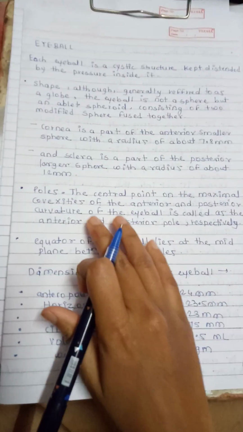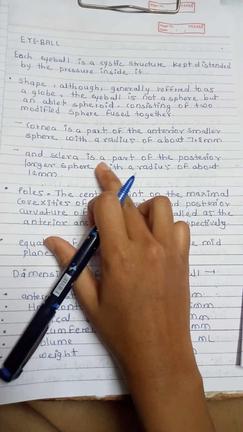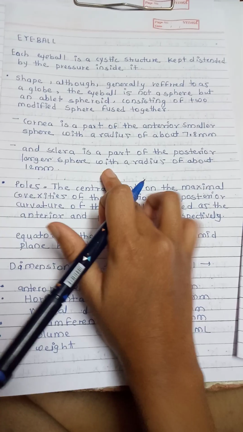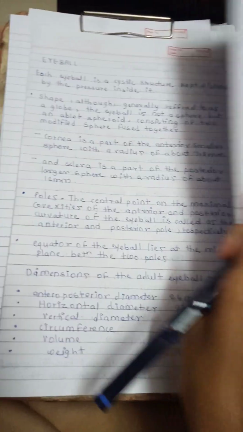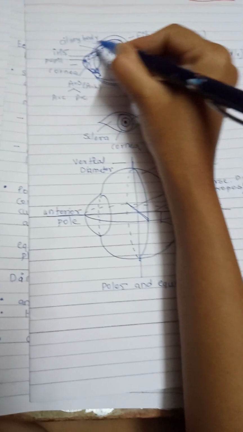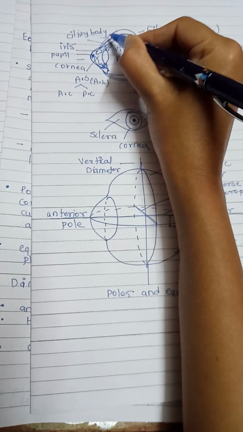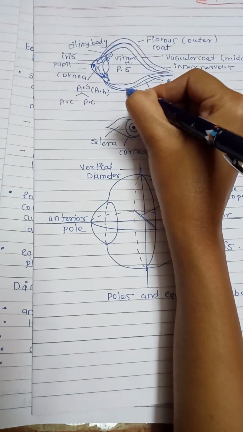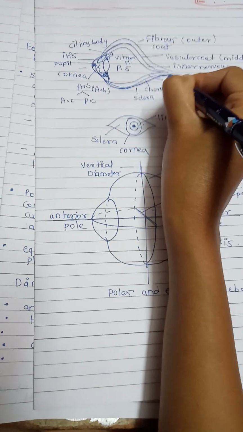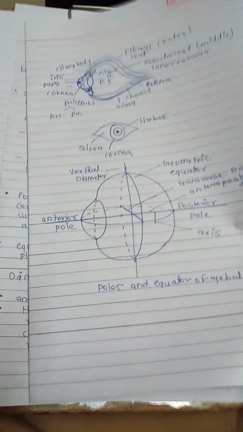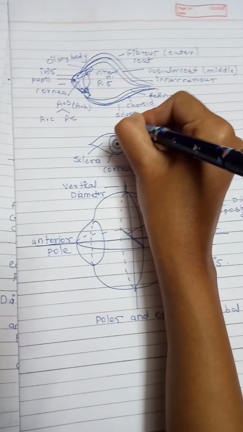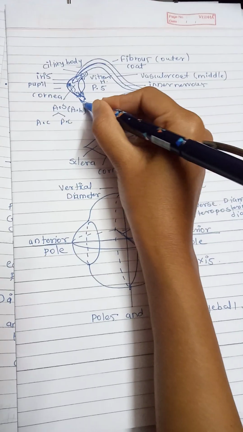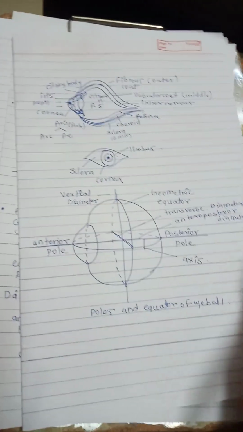Then the sclera. The sclera is a part of the posterior larger sphere with a radius of about 12 mm. This outermost layer is called the sclera, the outermost part, and its radius is about 12 mm.